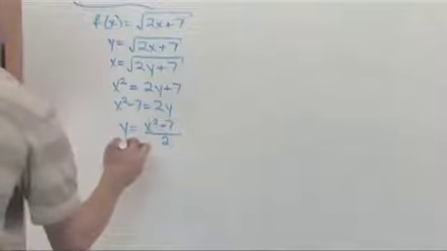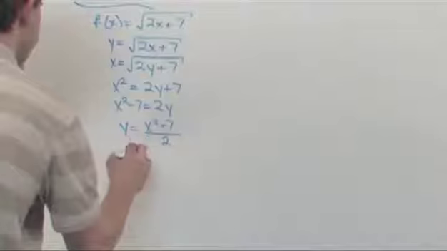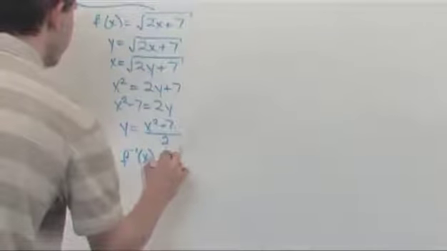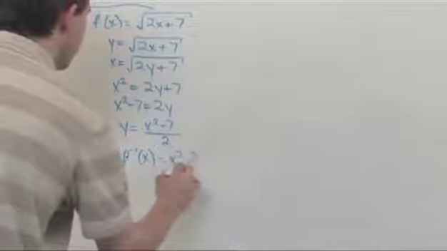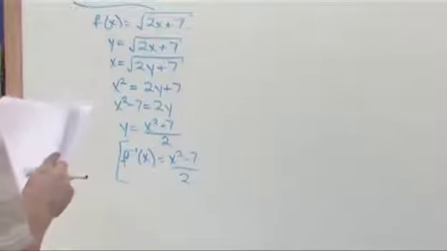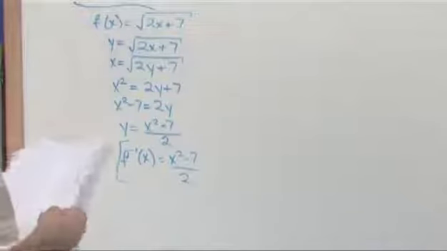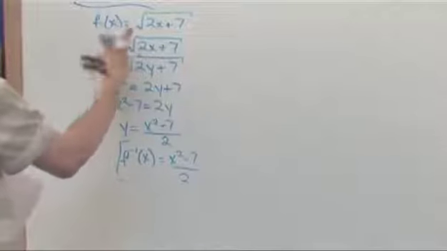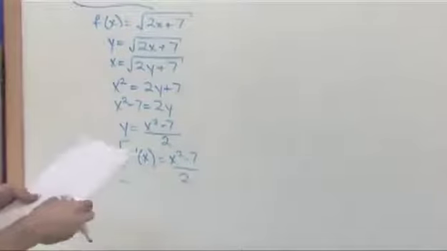And then the very final thing you do is you replace this y with f of minus 1, which is the inverse, is equal to x squared minus 7 over 2. Okay? So that's all you do there. So it's a pretty straightforward process. Not terribly difficult. You just replace this with y, you flip the variables around, and you solve for y.